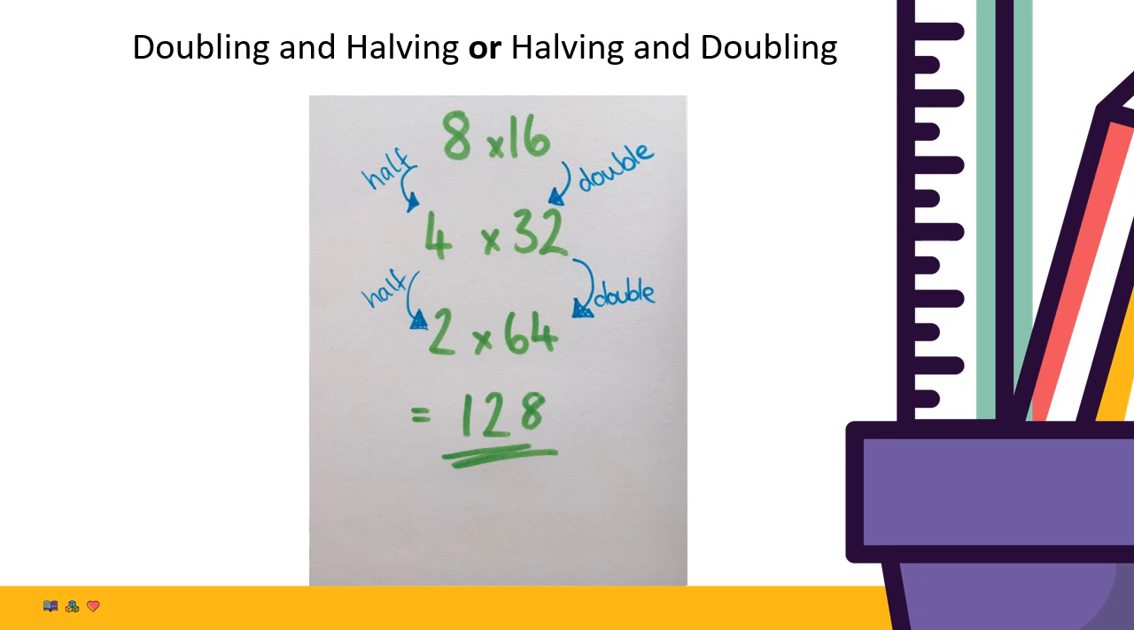So each time I've halved the first factor, so 8 to 4 to 2, and I've doubled the second factor, which was 16 to 32 to 64. I certainly find 2 times 64 much easier to answer than 8 times 16. Did you find that too?